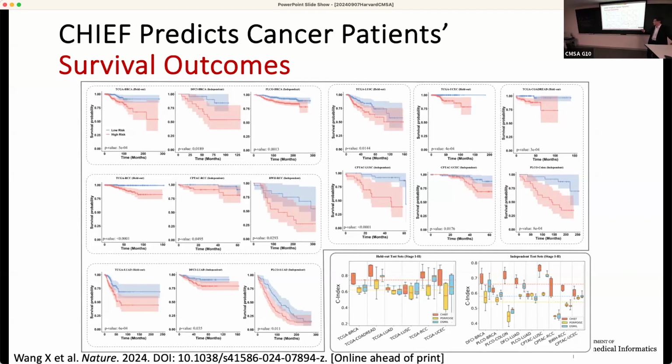So all these patients, after the original diagnosis at time zero, would start to receive the standard treatment. For example, among the first one, breast cancer, in the lower stage breast cancer, stage 1 and stage 2, surgery would be the first line treatment.